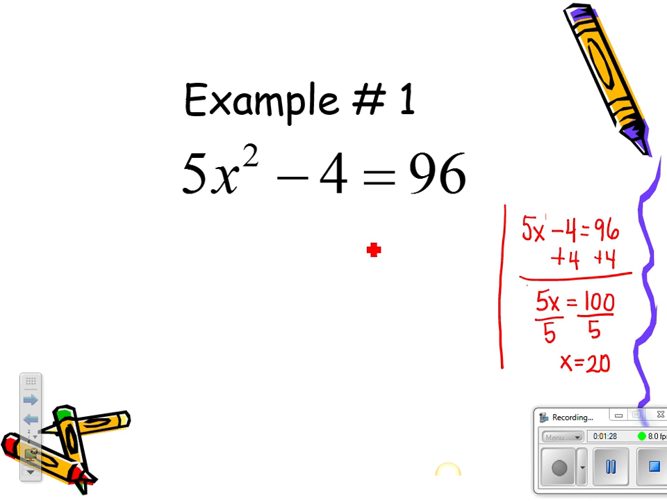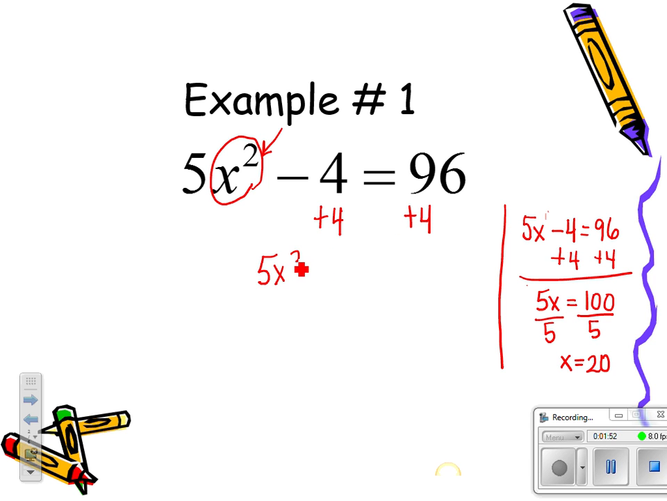Now, if I take this problem and do this problem, I'm going to be doing the same steps. But this time, I don't want to get x alone. I want to get x squared alone. So we're always trying to isolate our x squared. So if I added 4 over in this problem, guess what I'm going to do over here? I'm going to add 4 to both sides.